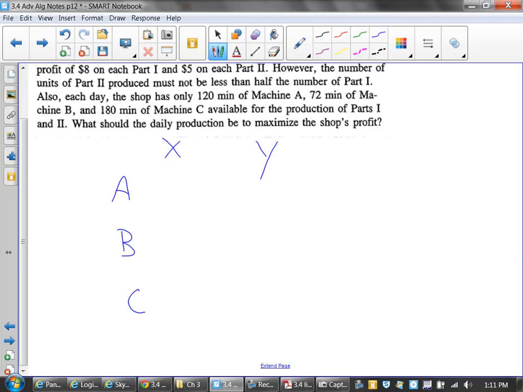In machine A, you used 4 and 5. The next one was 4 and 1. And the last one was 5 and 6. That's the amount of time each part spent in each of the 3 machines.